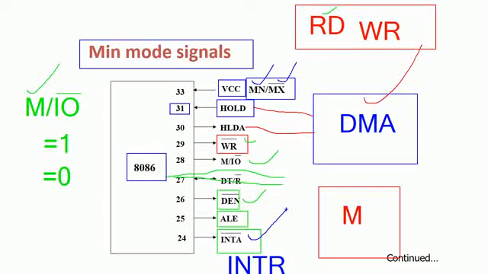The INTR signal is the interrupt signal as an input to the microprocessor, and if the microprocessor is ready to accept that request, then it will send the acknowledgement signal to the device which is generating the interrupt using the INTR pin. So INTA bar is the acknowledgement signal for the INTR signal. This is all about the minimum mode signals. We will continue with the max mode and the rest of the signals in the next video.